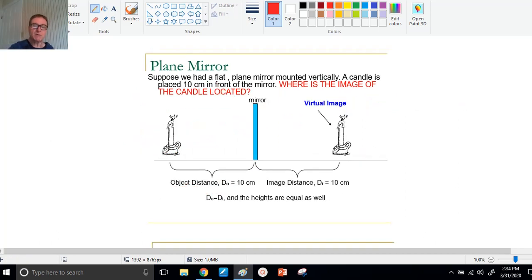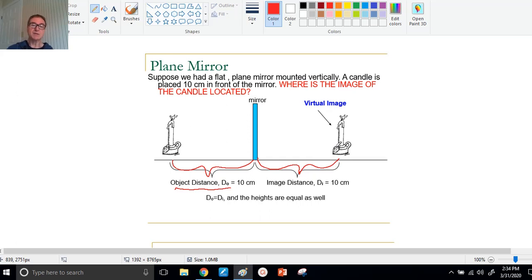So we've talked about an object distance. We've defined that the object distance is the distance from the object to the mirror. Well, we can also have an image distance, right? And the image distance would be the distance from the image to the mirror. In this case, it's a virtual image, but that's okay. It still appears as though it has some distance, right?